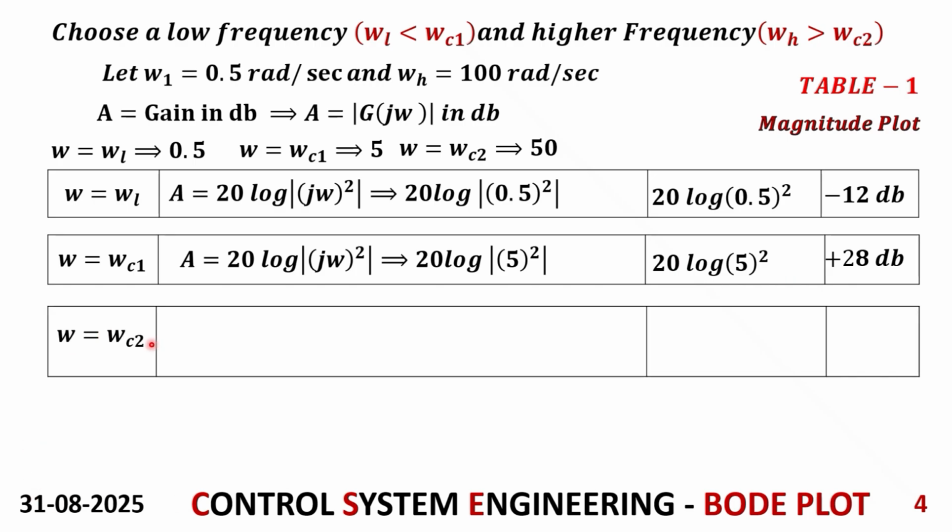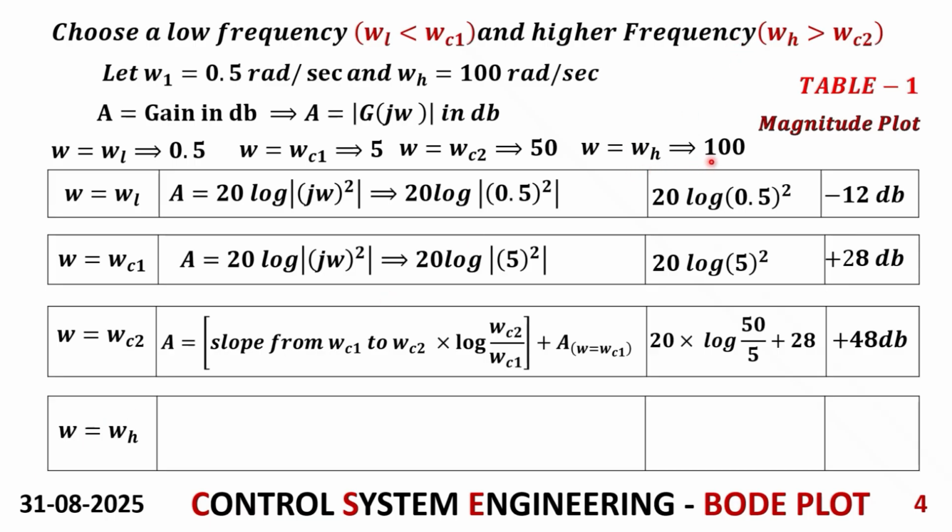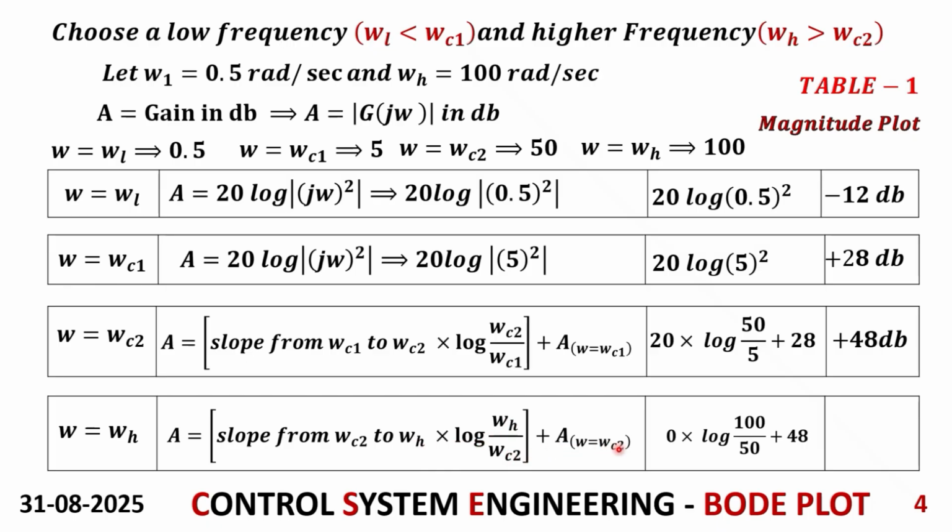And third one, we need to use the formula. Slope from omega c1 to omega c2 into log of omega c2 by omega c1 plus the previous gain magnitude value. So it is 20 into log of 50 by 5 plus previous gain is 28. So it is 48. And the last one is omega equal to omega h is 100. So slope from omega c2 to omega h into log of omega h by omega c2 plus the previous gain at omega equal to omega c2. So 0 into log of 100 by 50 plus 48, so it is equal to 48. So this is the construction of your magnitude plot table.